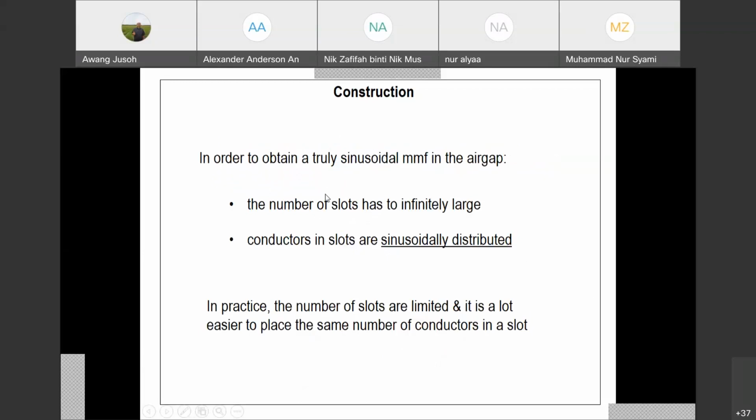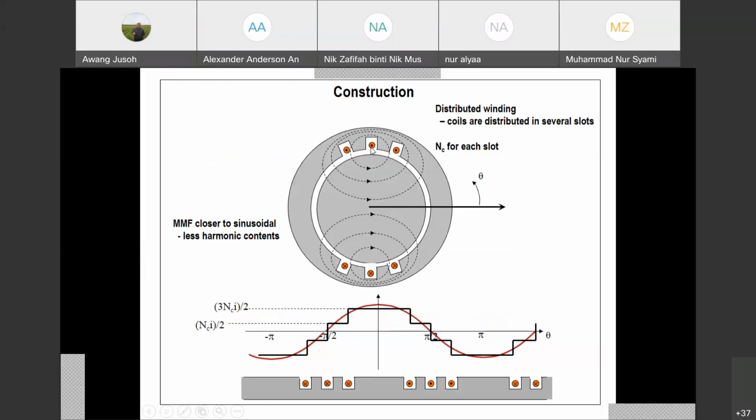So in order to obtain a truly sinusoidal MMF in the gap, first the number of slots has to be infinitely large, and the conductors in the slots are sinusoidally distributed. Okay. But in practice, the number of slots is limited. You cannot get as many as possible, right? There are limitations there, and it is a lot easier to place the same number of conductors in one slot. Meaning that in one slot you don't put just one conductor, but you can have multiple conductors in one slot. In this slot multiple conductors, in this slot multiple conductors, and this slot multiple conductors. By doing that, we can have a better MMF produced.